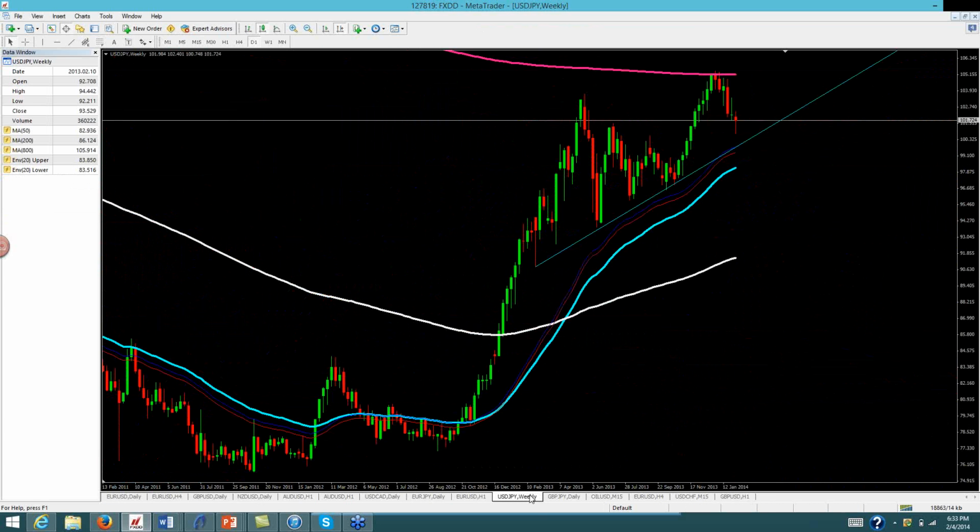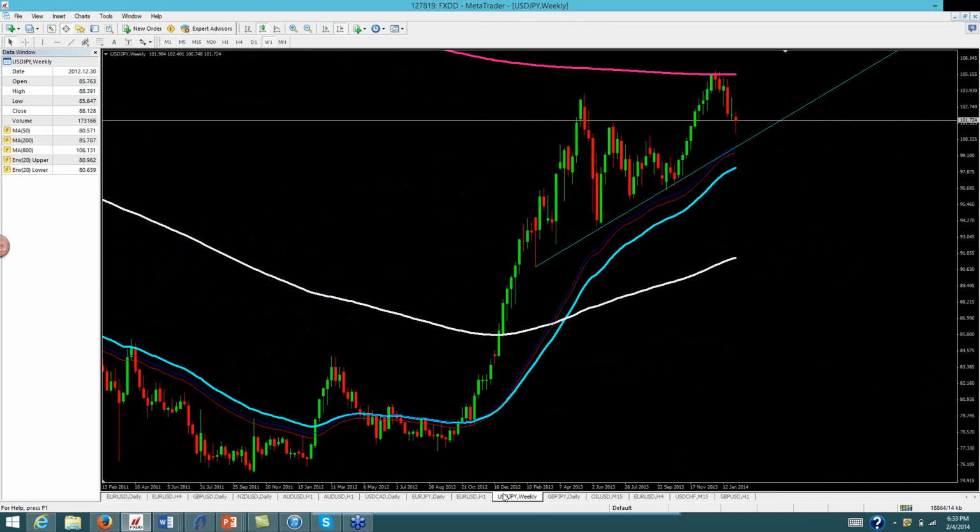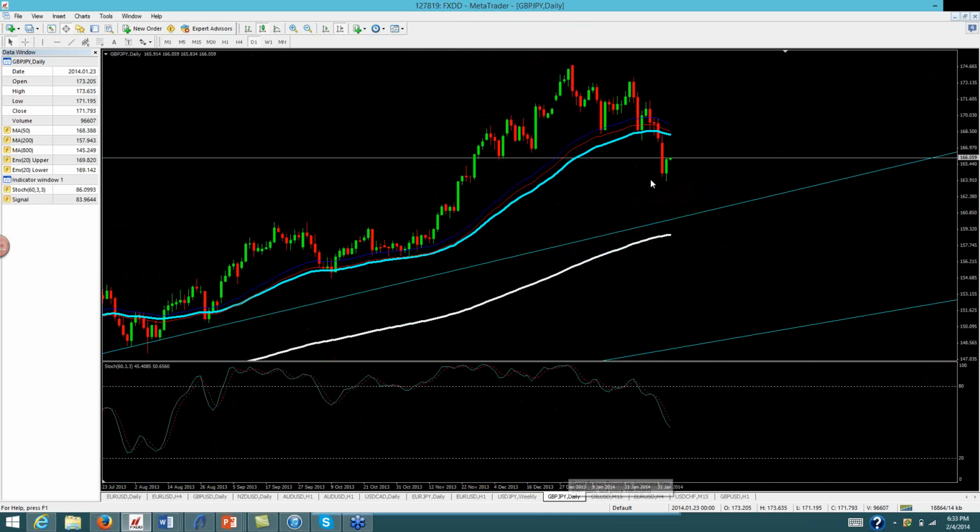The dollar yen also looks like the yen wants to lose its strength here, and so we could very well see a buy bias on the dollar yen. These yen pairs are sometimes easy to read. Euro yen buy, dollar yen buy. I guarantee the pound yen is going to give us a buy as well. It's going to be clear, and it is.